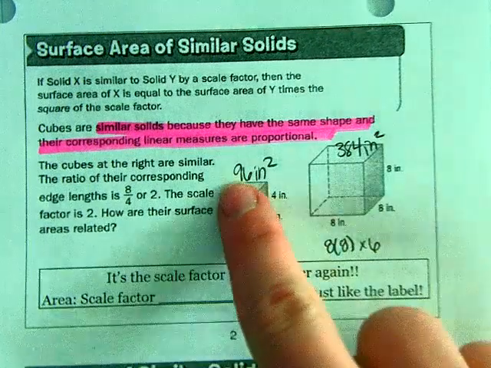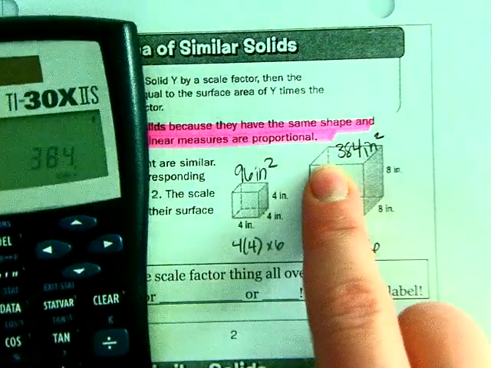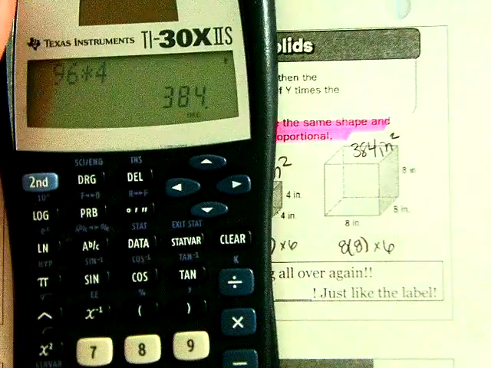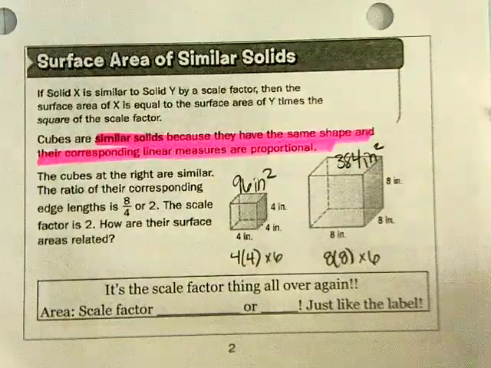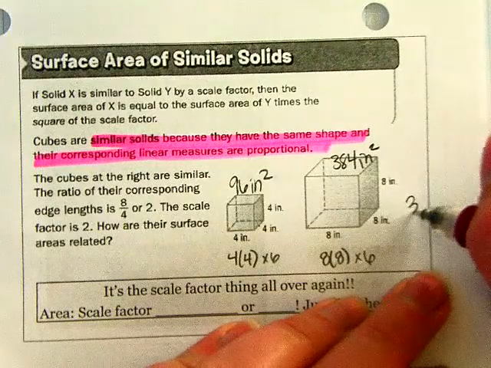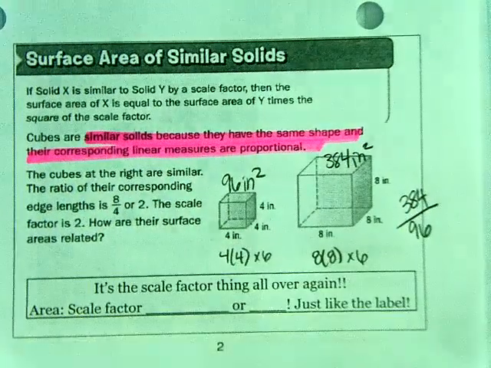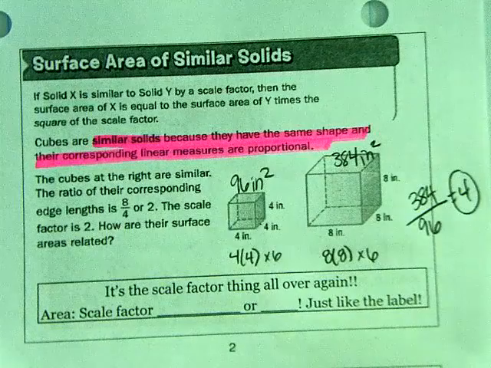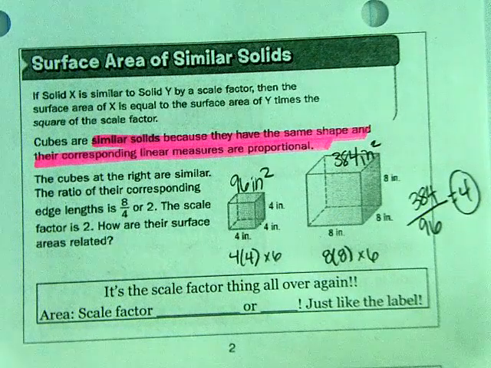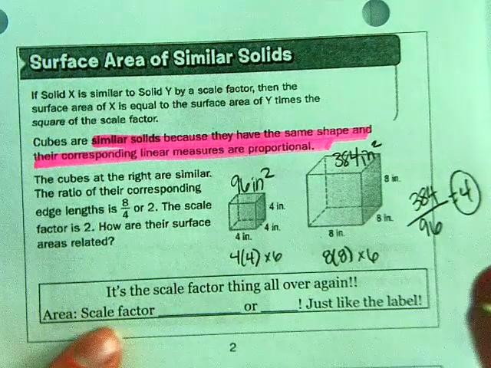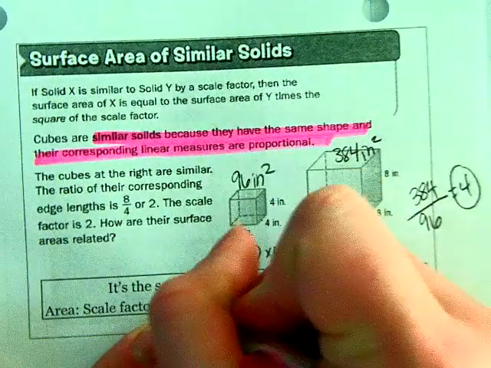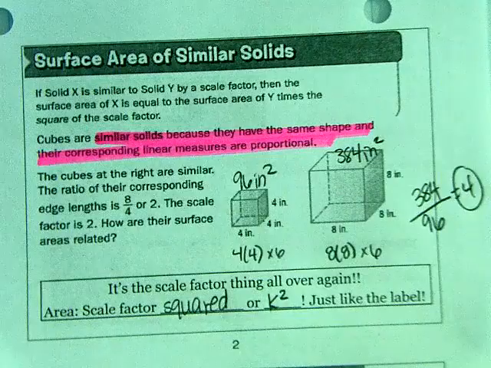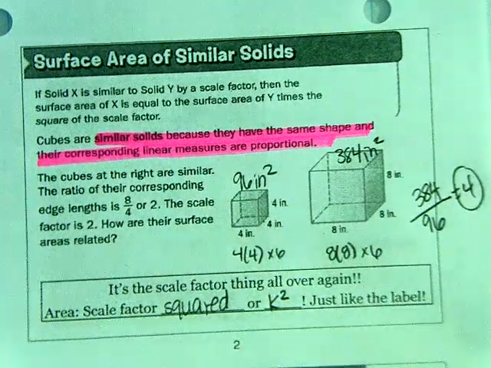So how are their surface areas related? Well, is 96 times 2 384? No. 96 times 4, because that is the scale factor squared. Or what we could do is take 384 divided by 96 to figure out how much bigger it is. And where are we getting 4 from? Well, how is that related to the scale factor? The scale factor squared. It's the scale factor thing all over again. The area is the scale factor squared, or we use the letter K, K squared. Just like the label, area is surface area, area is squared. So we square the scale factor.